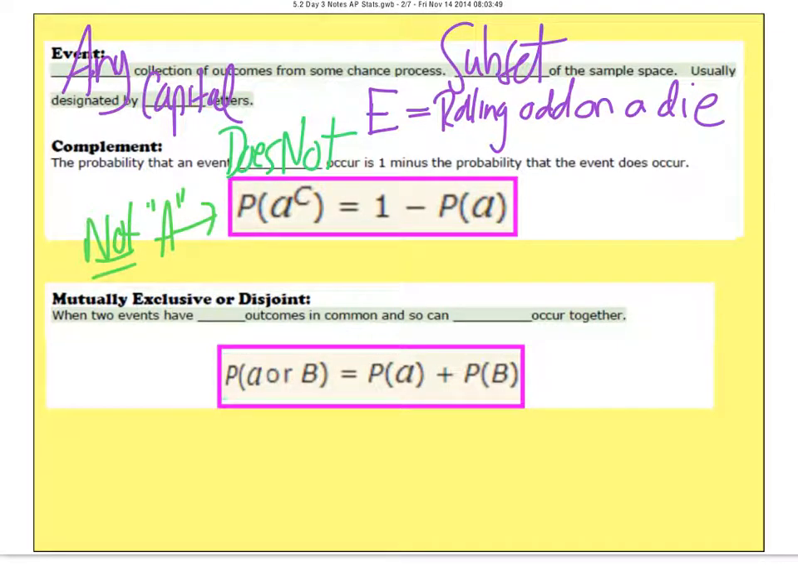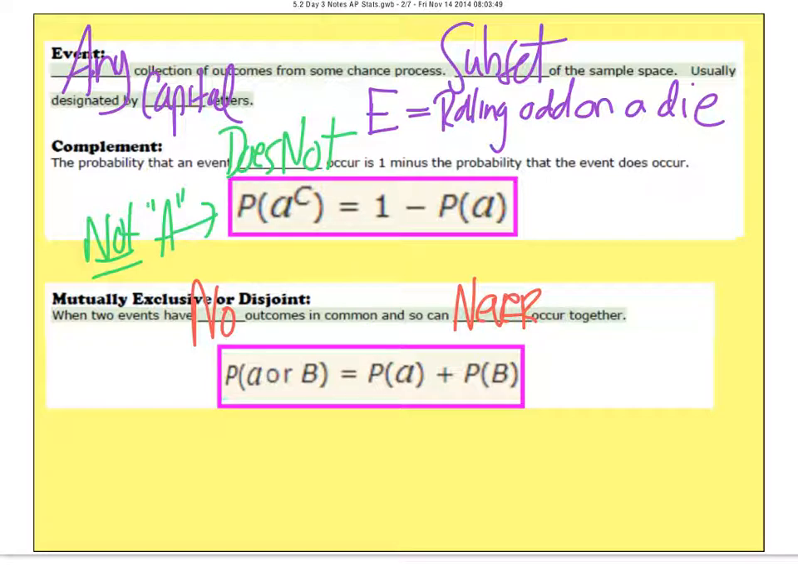Complement refers to not. It basically means it's not going to happen. So to find that not A is going to happen, just take 1 minus A actually happening, and you will get the answer. Now, mutually exclusive or disjoint mean the same thing. Let's define that. It is when 2 events have no outcomes in common, so you can never have them occur together.